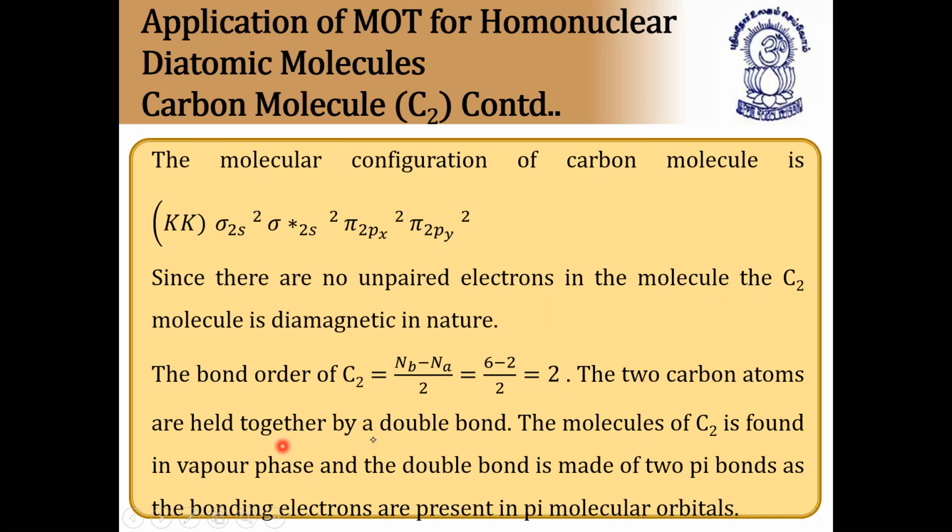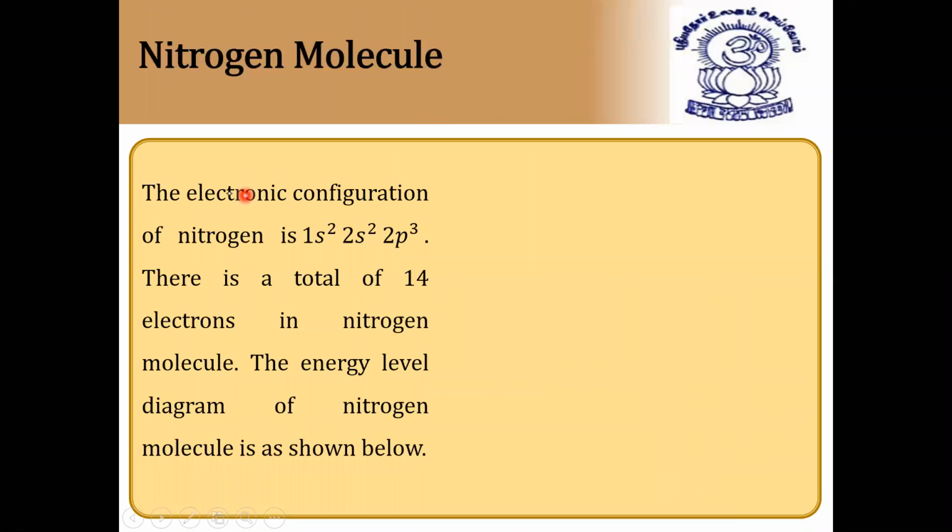The two carbon atoms are held together by a double bond. The molecule C2 is found in the vapor phase only, and the double bond is made up of two pi bonds, as the bonding electrons are present in pi molecular orbitals. I hope it is clear. We have discussed how to find bond order. Next, the nitrogen molecule, very interesting.